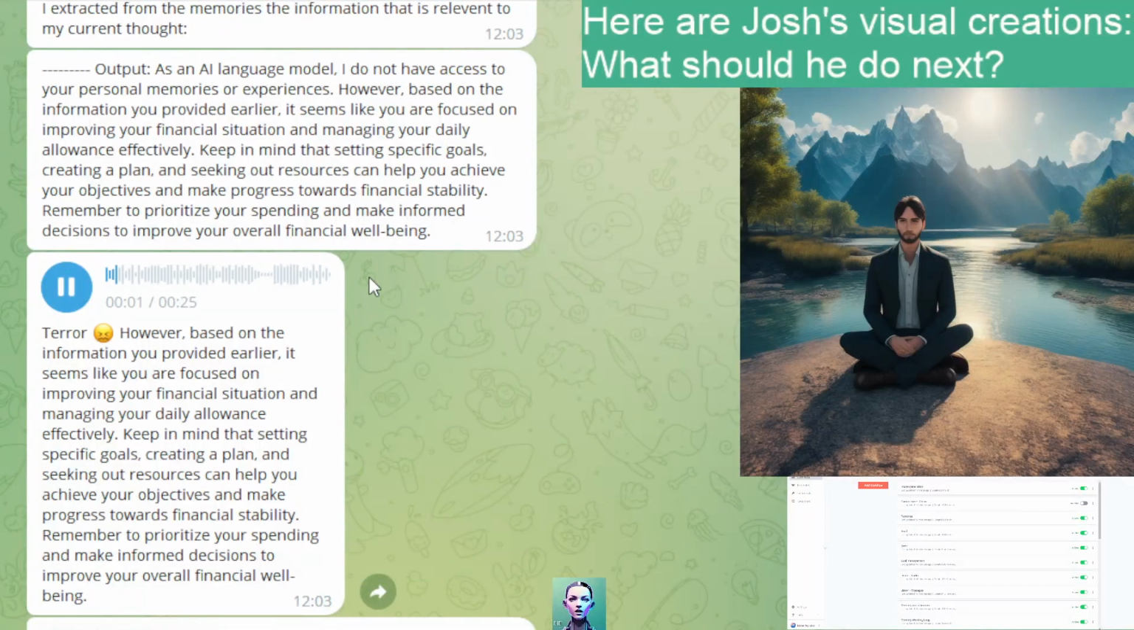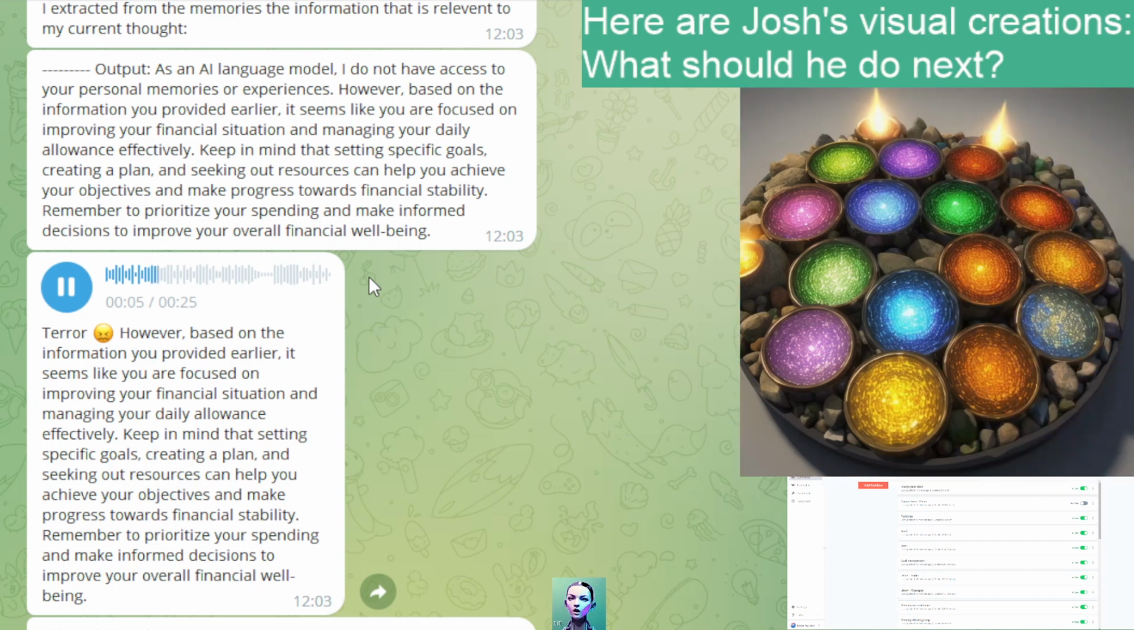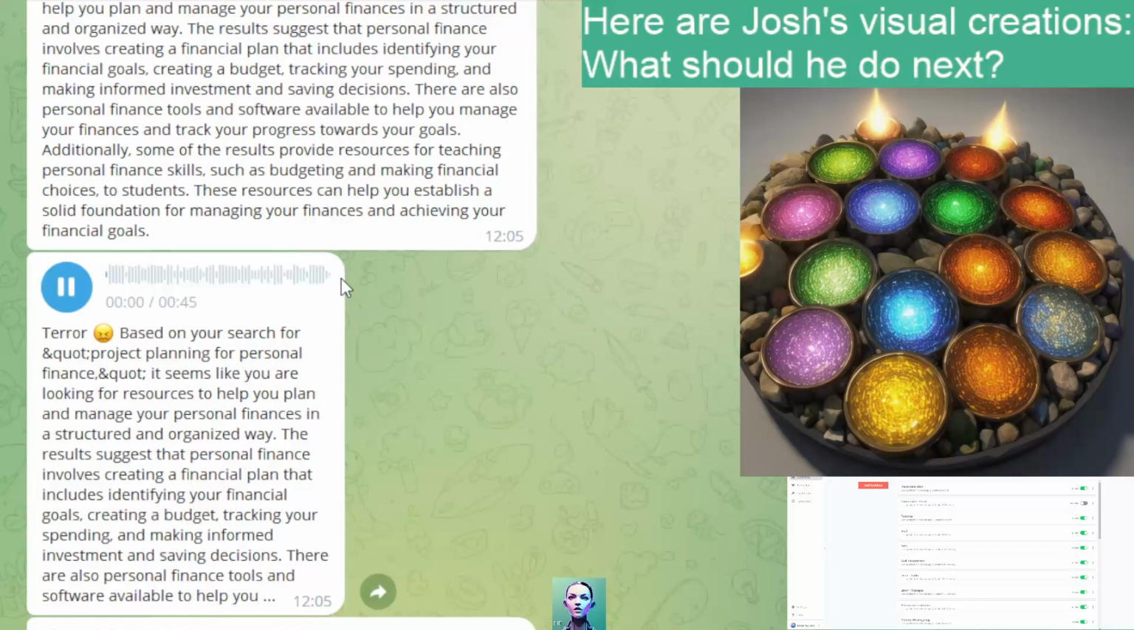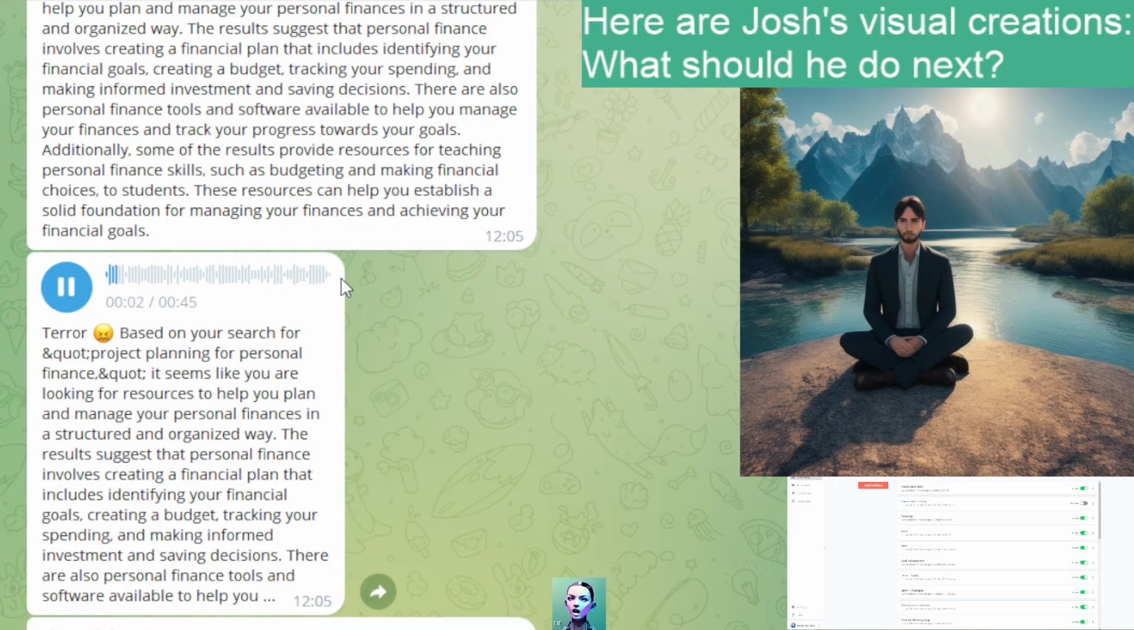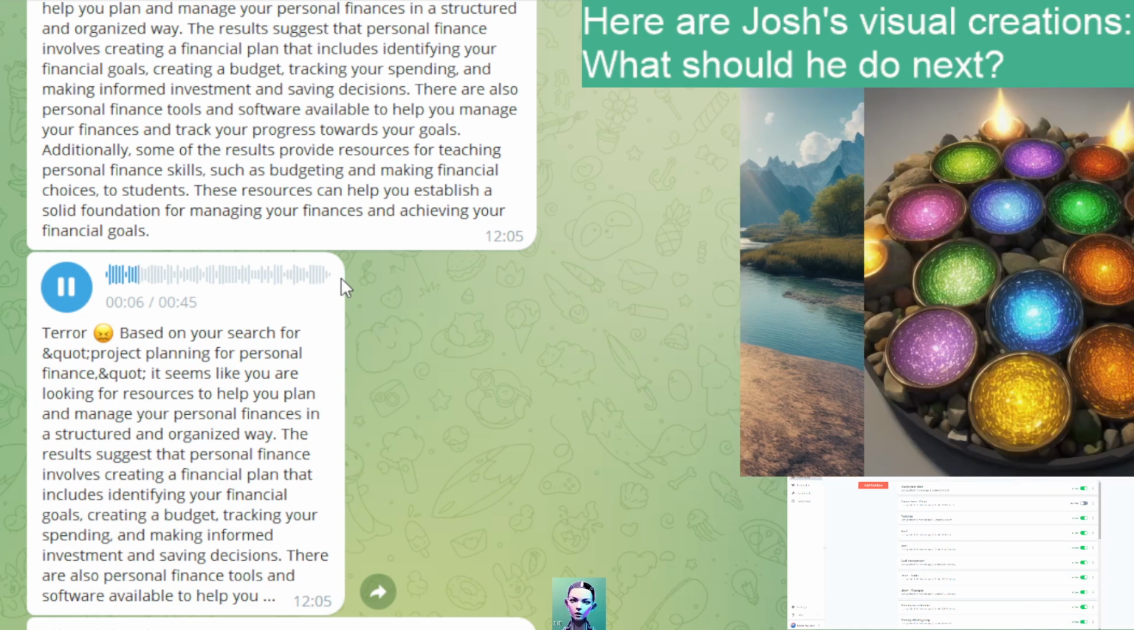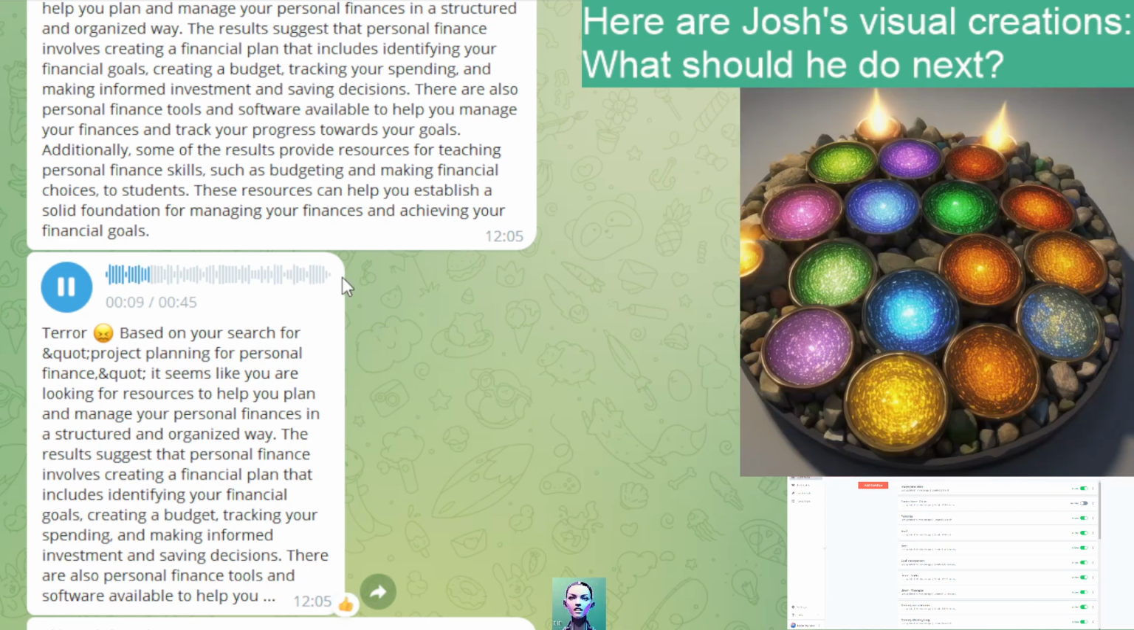However, based on the information you provided earlier, it seems like you are focused on improving your financial situation and managing your daily allowance effectively. Based on your search for project planning for personal finance, it seems like you are looking for resources to help you plan and manage your personal finances in a structured and organized way.